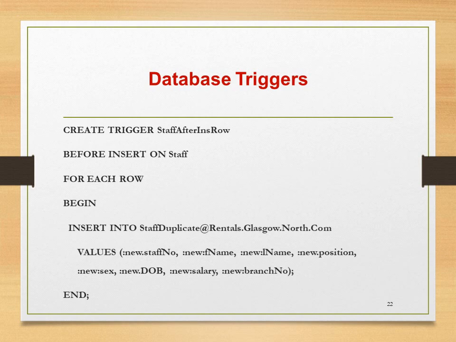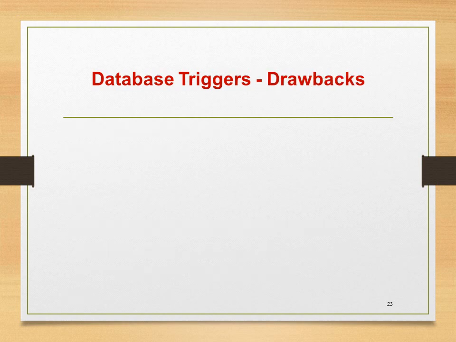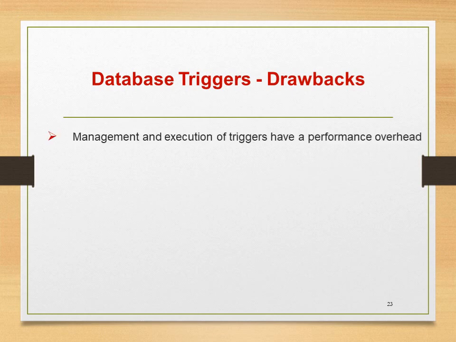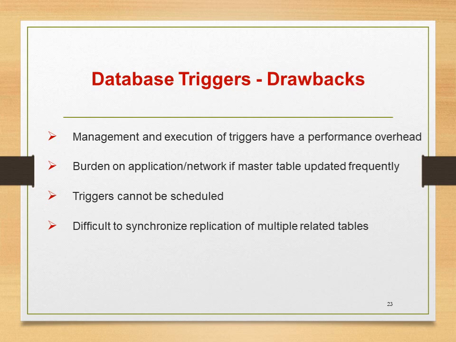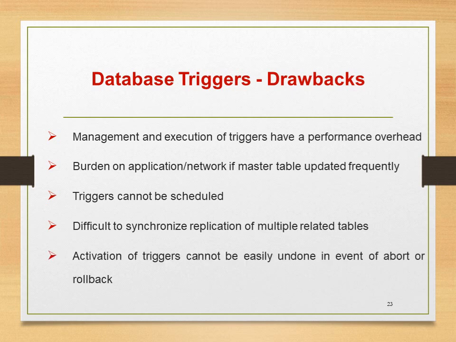This is an example of a database trigger, and there are some drawbacks of database triggers. Management and execution of triggers have an additional performance overhead, and it is a burden on the application or network if the master table is updated frequently. Triggers cannot be scheduled, and it is difficult to synchronize the replication of multiple related tables. And the activation of triggers cannot be easily undone in the event of abort or rollback.